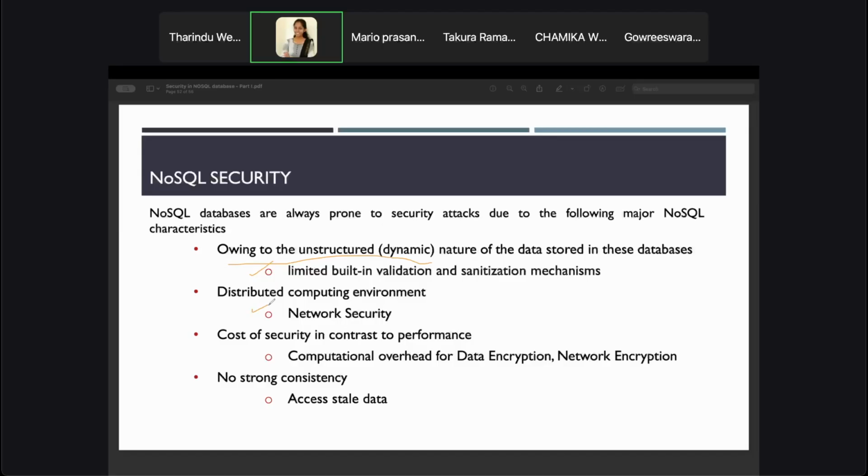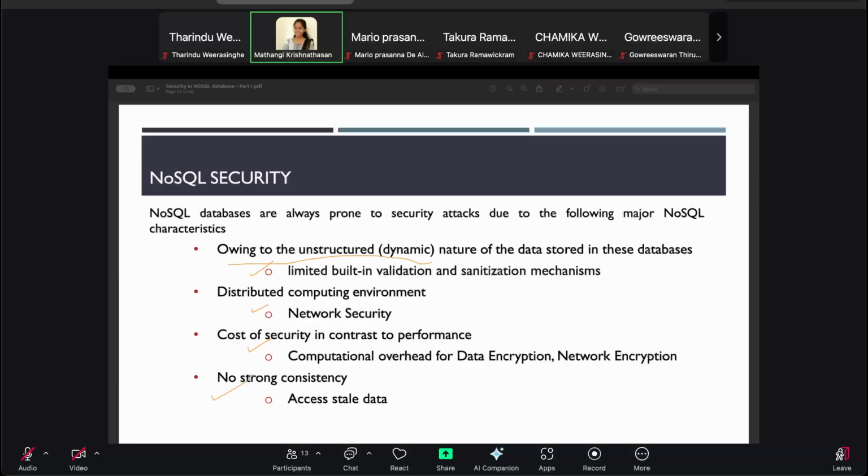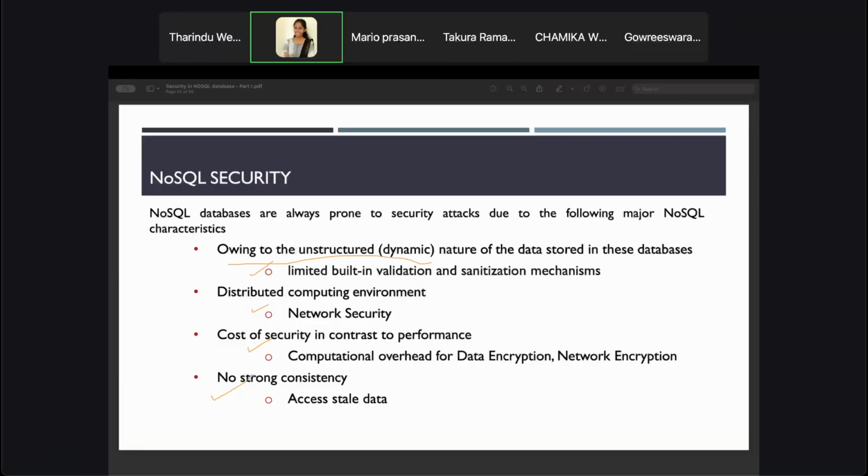And the distributed nature: since the database is distributed, the issues related to the network will also be an issue in our database. And cost of security in contrast to performance, right? Since our major focus is on performance, in order to reduce the computational overhead, we might trade off between security and performance. That's the next issue. And the fourth one is no strong consistency. That means since NoSQL supports eventual consistency, the database might access stale data. That means not updated data.